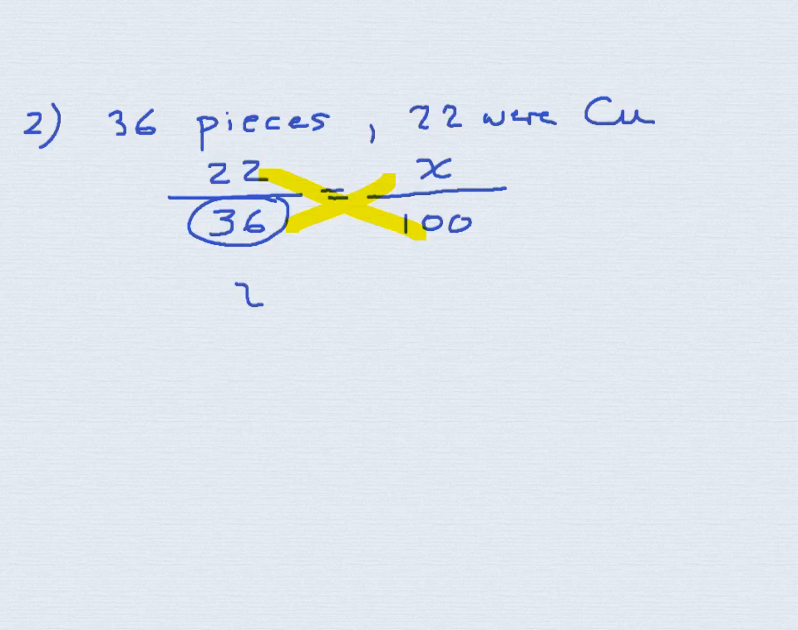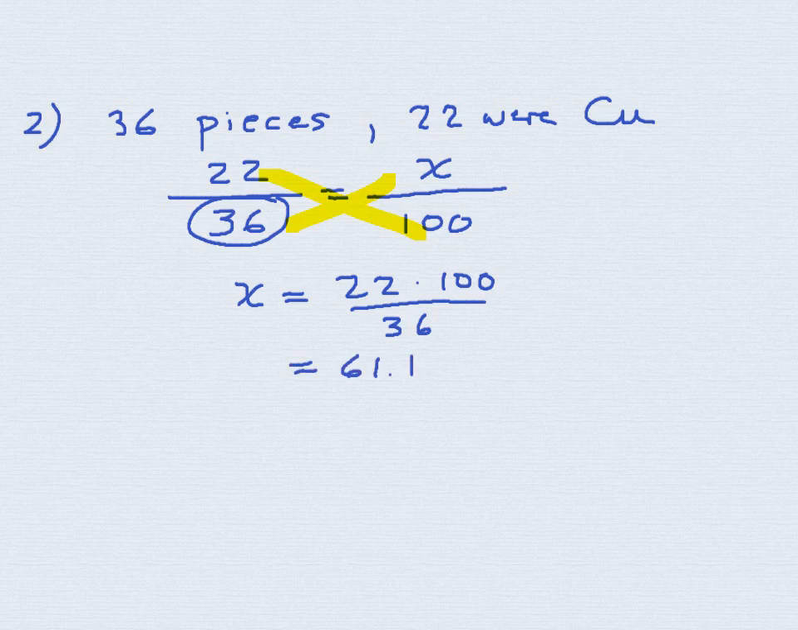So our unknown, our percentage, is going to equal 22 times 100 divided by 36. So 22 times 100 is 2200 divided by 36. We're going to get an answer of 61.111 repeating. That number is always a percentage. The unknown, if you're solving, is above 100. It's the percentage. Now, you have to reread your question.